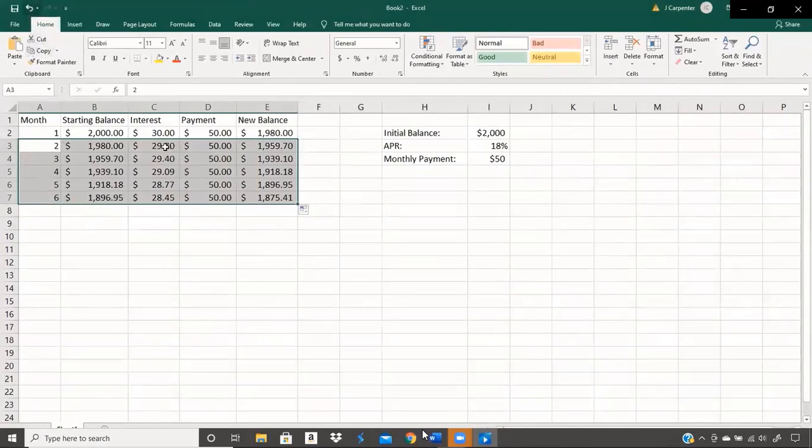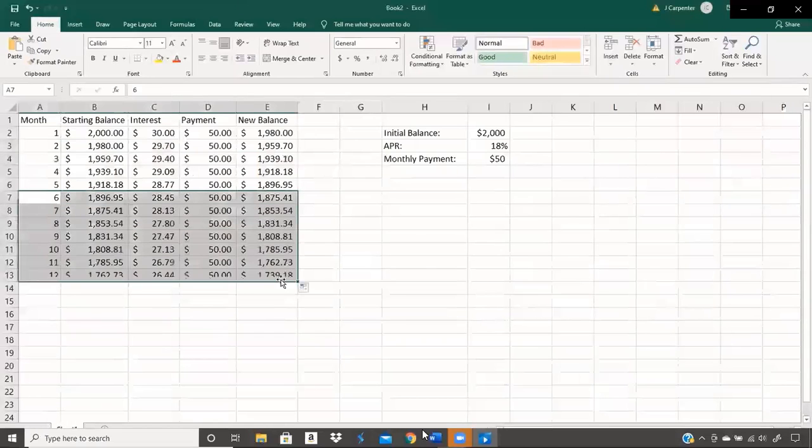All right, the payment isn't changing. The interest is getting smaller each month. The starting balance and ending balance is getting smaller each month. So let's see what happens after a full year. So we go to row 13 for 12 months. We're down to $1,739. We've made $600 in payments, but we've only reduced the balance by 260 bucks approximately.